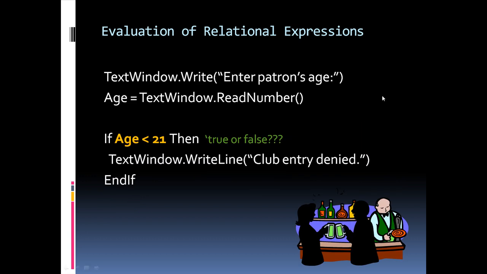Here's another example. If somebody wants to get into a nightclub, enter the patron's age. We enter the patron's age. We have another relational expression. If age is less than 21, then we're going to deny them entry to the club. So this relational expression in yellow will evaluate to either true or false. And depending on whether it ends up true or false, we'll take any given action from a choice of actions.